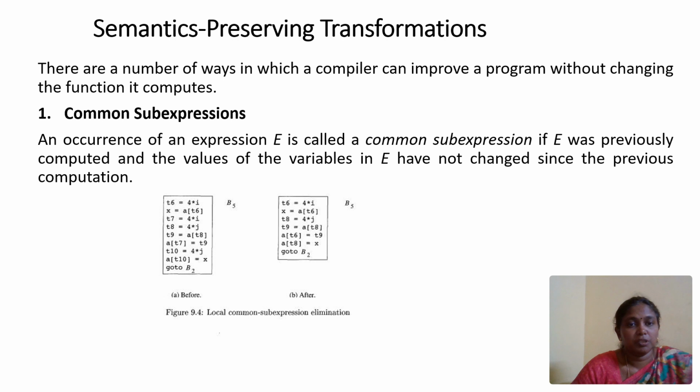The first one is common sub-expression. An expression E is called a common sub-expression if E was previously computed. In this example, T6 equal to 4 into I is the common sub-expression, because the same expression is computed again in the third line, T7 equal to 4 into I. Here, the I value is never changed between T6 and T7. Therefore, we can eliminate either T7 or T6. So the number of lines is reduced, as well as the memory size.